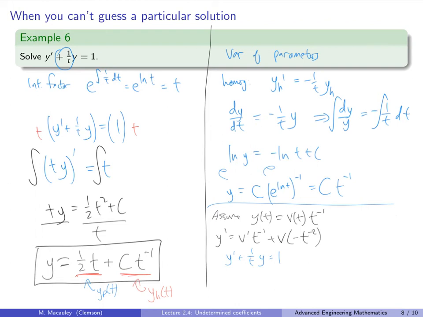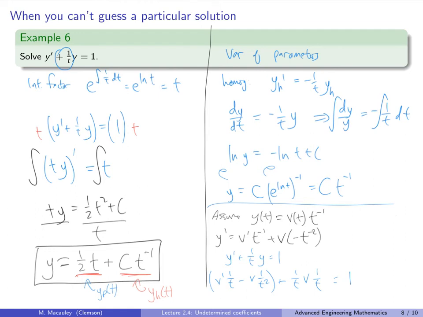Okay, let's do it. So y prime, that's this guy. So that's v prime times 1 over t minus v times 1 over t squared. So that's y prime, plus 1 over t times y. So that is plus 1 over t times y, which is this one. So this is v times 1 over t. And the right-hand side equals 1. So we have to somehow set this equal to 1.